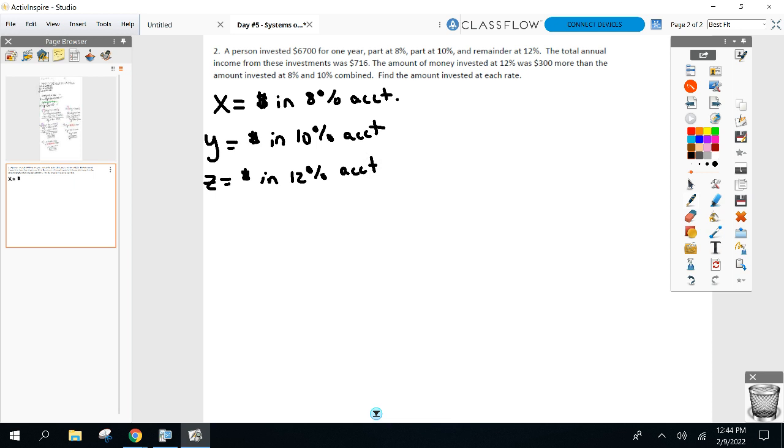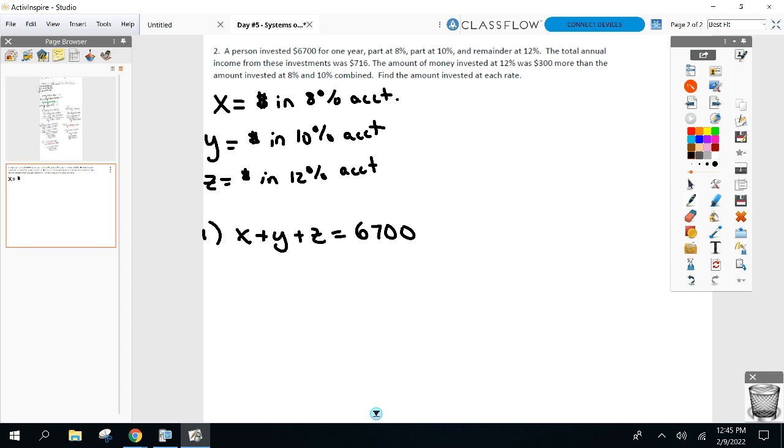So realize X, Y, and Z is like the amount of money. Dollars, cash. All right, how much money did I put in overall? $6,700, right? You got my first equation? I put in $6,700 total. What do you got for my first equation? X plus y plus z equals 6. All right, let's do it. X plus y plus z equals $6,700.